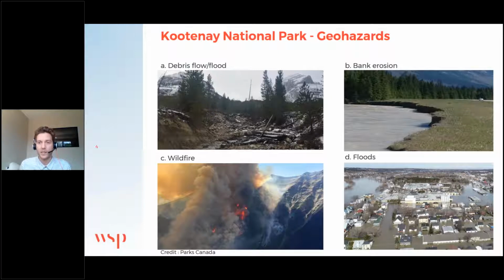But bank erosion is an active problem. Yeah, so bank erosion is a problem, and Parks Canada need to intervene on a yearly basis almost to repair the highway at certain locations. So Parks Canada wanted to know if those geohazards could be influenced by climate change and how.